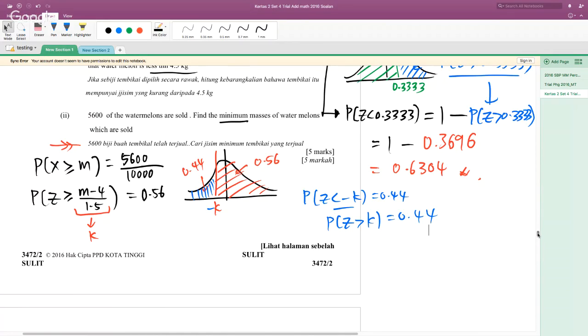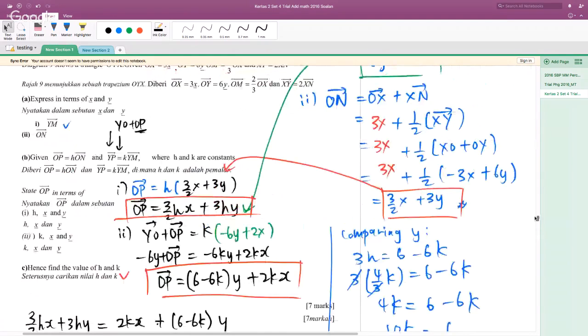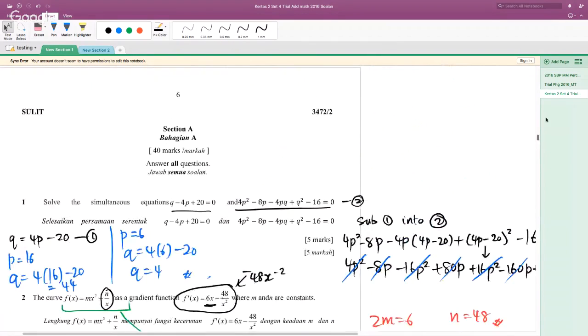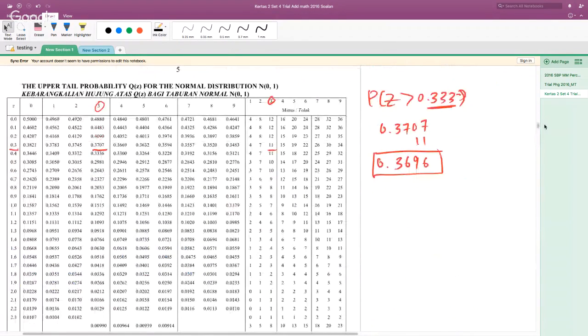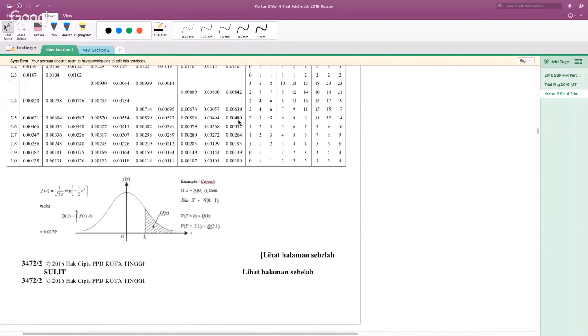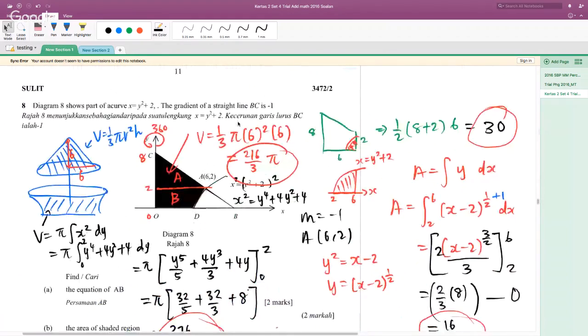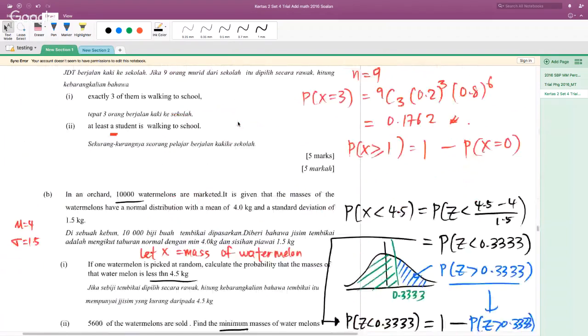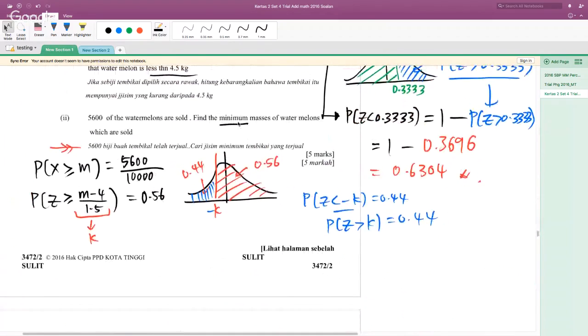Okay, so I will find 0.44. Okay, this is probability. Probability we find inside there. 0.44. Is this one minus 4? Okay, is 0.151. So we will have it as 0.151. So that means I know my K equals to 0.151.